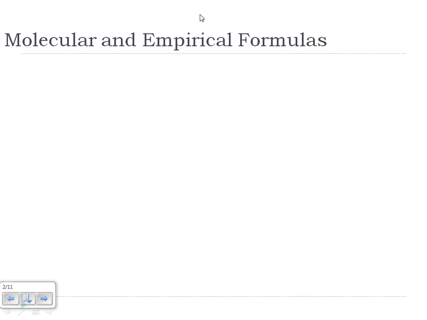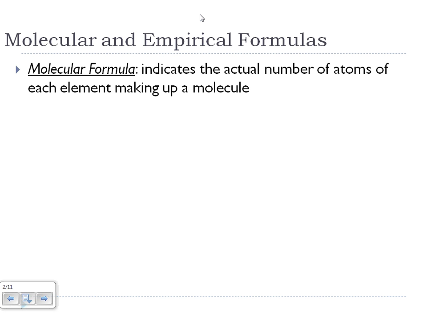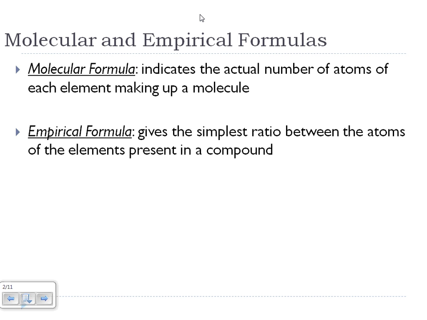to calculate them. A molecular formula indicates the actual number of atoms of each element that makes up a molecule, whereas an empirical formula gives the simplest ratio between the atoms of the elements present in a compound. So in other words, this one is your reduced version, and this one here is not reduced. So let's go through some examples so that you see what I mean.